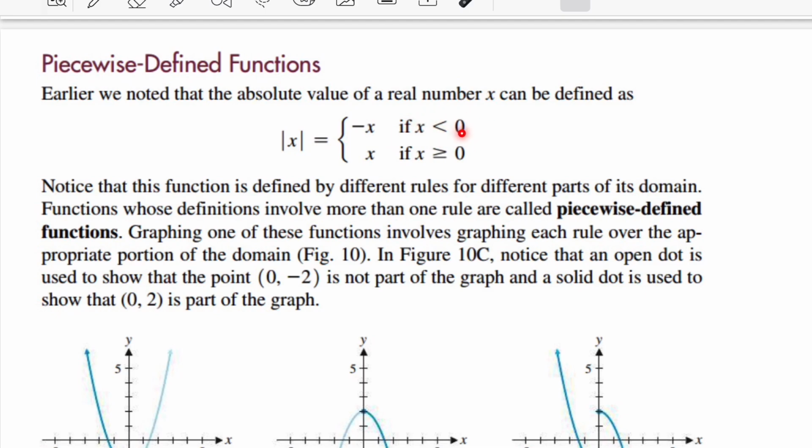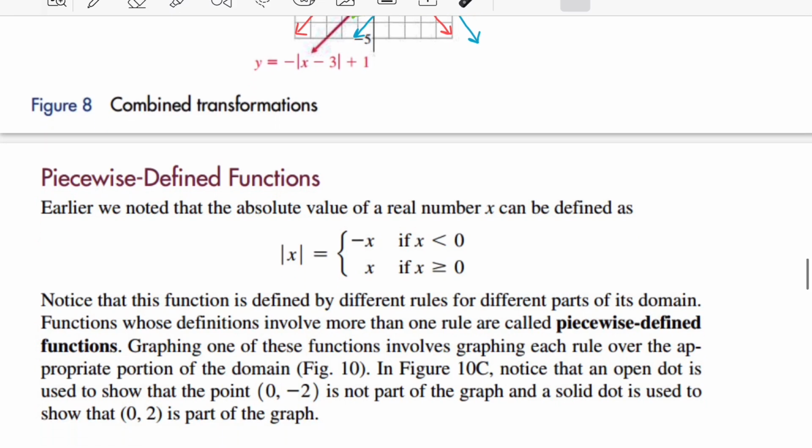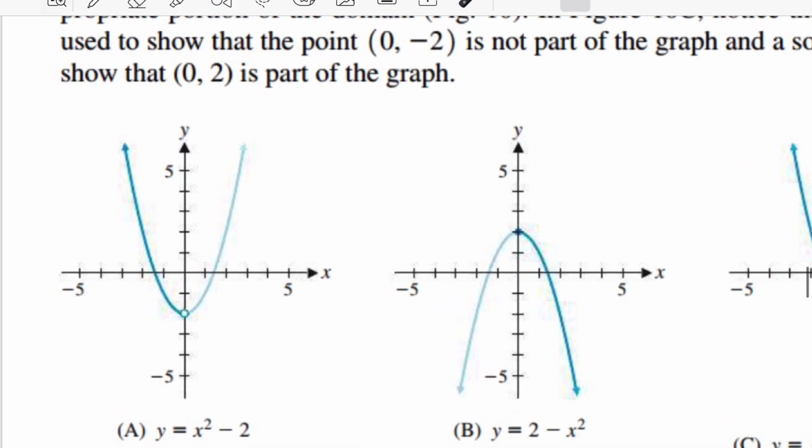So if our values are less than 0, then this is our result. So that's kind of like our rules. And so these functions are called piecewise defined functions. And when we're graphing these functions, what we're going to do is essentially graph each rule, so these guys here, over the corresponding portion of the domain. So what we'll look at are these 3 graphs here.